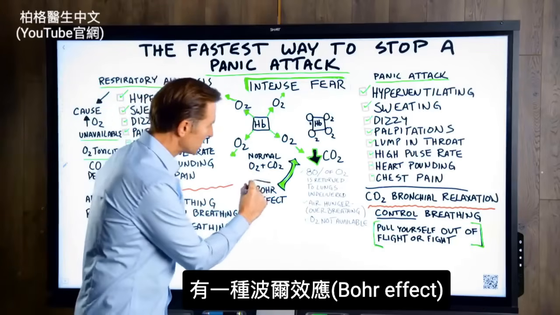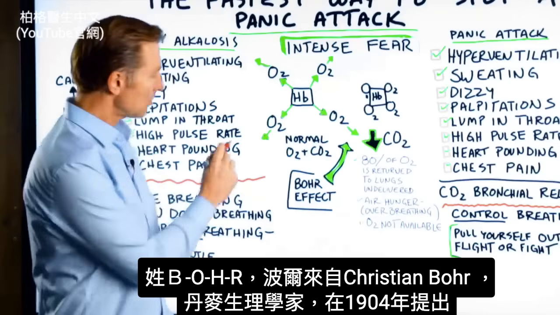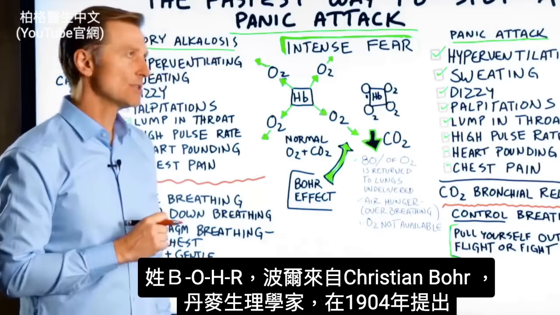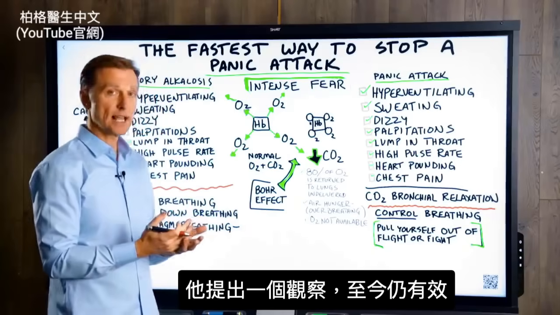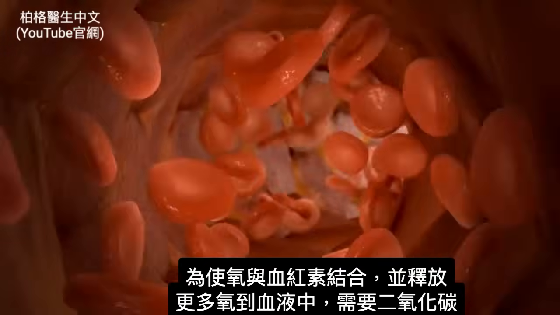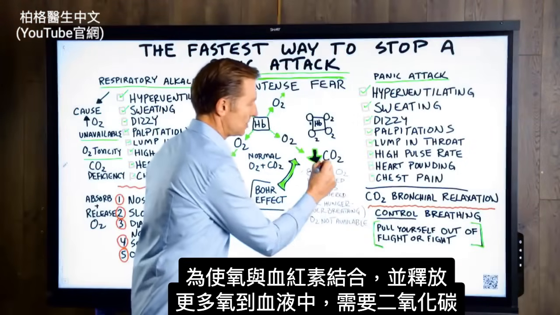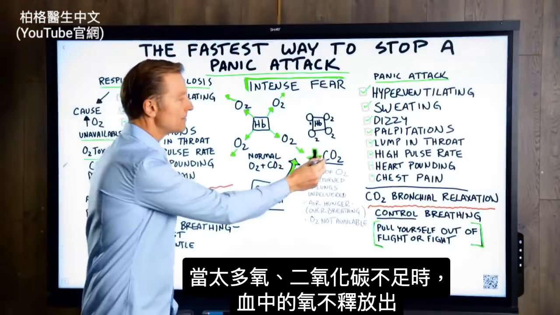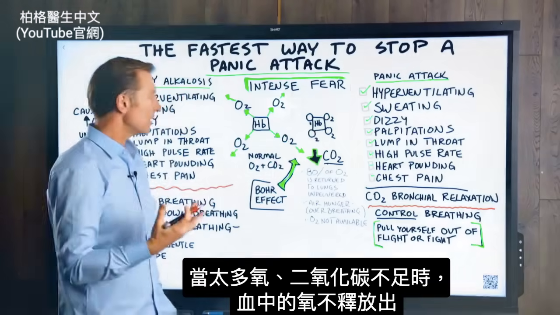There is an effect called the Bohr effect, B-O-H-R. Bohr comes from someone's name, Christian Bohr. He was a Danish physiologist in, I think it was 1904. He made an observation, which still stands right now. In order for oxygen to bind and be released in the blood, in the hemoglobin, you need CO2. If there's too much oxygen and not enough CO2, the oxygen will not be released from the blood.